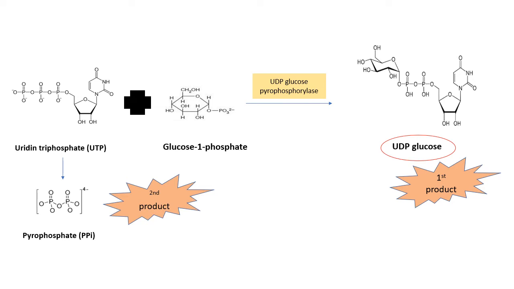This is a high-energy compound with 2 phosphate groups. It will be hydrolyzed, giving 2 inorganic phosphates by the enzyme pyrophosphatase. And this ensures that the UDP-glucose pyrophosphorylase reaction proceeds in the direction of UDP-glucose production. So now we have UDP-glucose ready for glycogen synthesis.